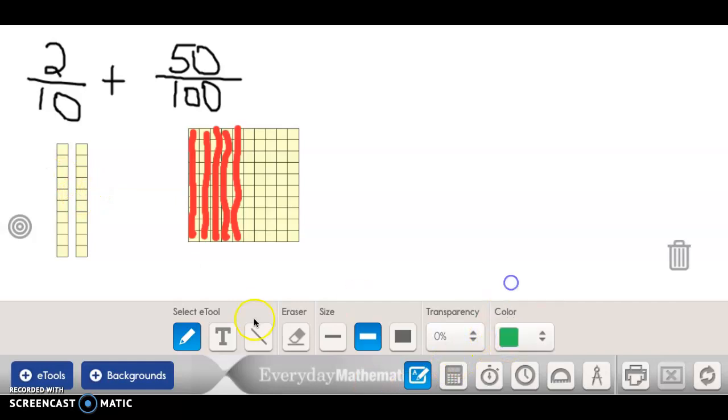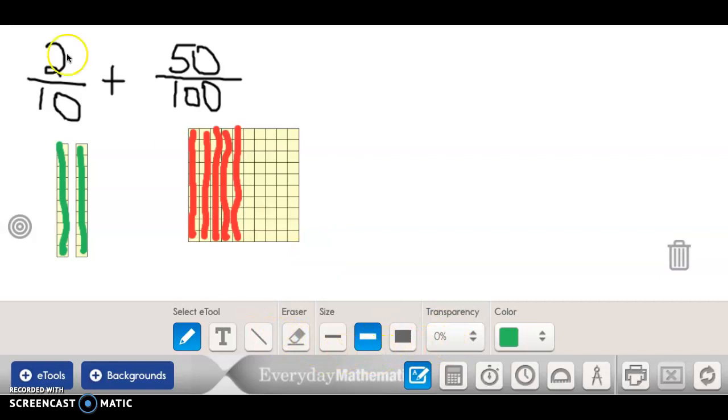Versus over to the left, we have 2 tenths. So the difference between these is the 50 hundredths includes this entire flat, whereas the tenths are just those 2 longs. So before we add these, we cannot combine them the way they are. We actually have to convert the fraction's denominator so that we have equivalent denominators. We're going to use the equivalent fraction rule.